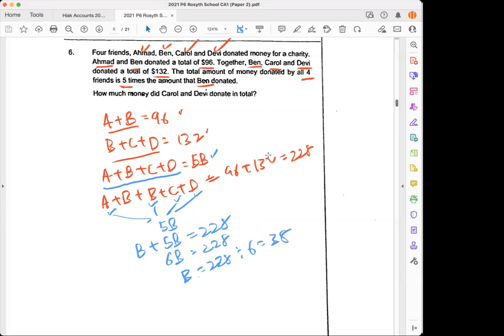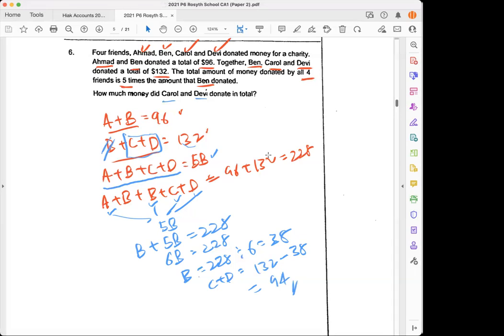Now, once you get B, you look at the question, read the question again. How much money did Carol and Davy donate? So they want to know C plus D, right? Carol and Davy, C plus D, which is this. So from this statement, you can see if I use 132 minus away B, what I will have left will be C plus D. So easy. C plus D is simply 132 minus 1B. Take away this B, 38. My answer will be 94. So this is the answer.